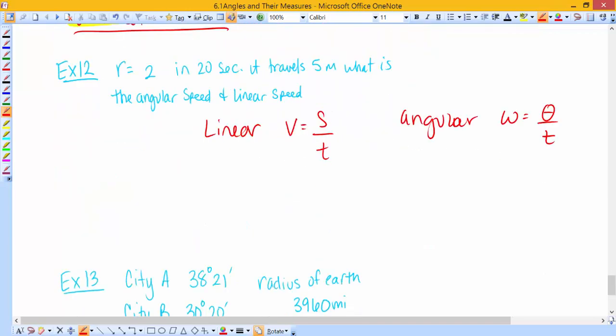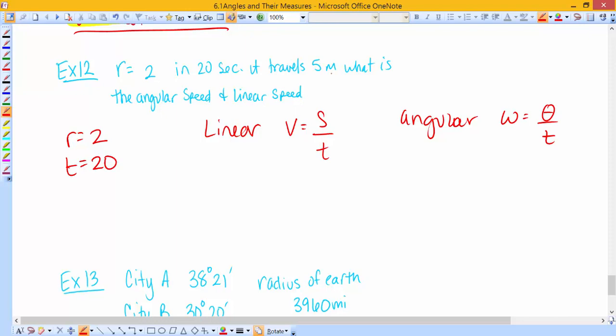So let's go ahead and see what we have here. It says r equals 2, so that's our radius. It says in 20 seconds, so that's our time. It's going to travel 5 meters. What is the angular speed and what is the linear speed?